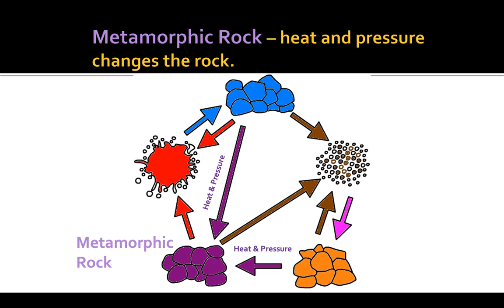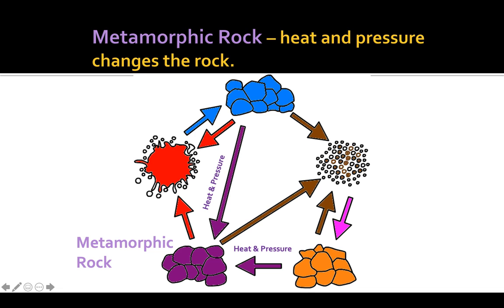Sedimentary rock can then be exposed to intense heat and pressure to form metamorphic rock. Now, a couple of things that are important to note. Metamorphic rock can be exposed to more heat and pressure and become a different type of metamorphic rock. Igneous rock can be exposed to intense heat and pressure and become a metamorphic rock. Sedimentary rocks can be exposed to intense heat and pressure and become metamorphic rock.